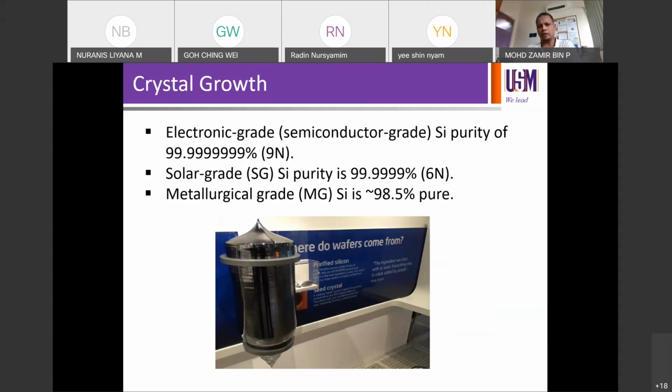Metallurgical grade is the grade before the 9N or 6N is created. It's called MGSi, if you like. It's referring to 98.5 percent purity. This particular 98.5 doesn't have any N to be specific, because there's no 9999. So it's just 98.5. When you see 98.5, it's actually referring to the purity of metallurgical grade silicon.